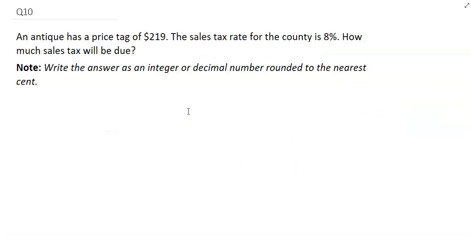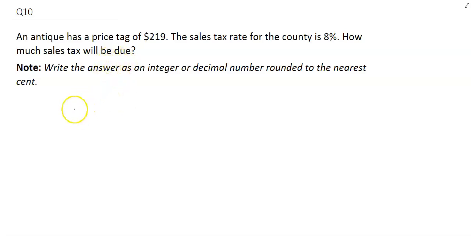Okay, this one is an easy thing that we see all the time, everywhere, every time that we decide to buy something. An antique has a price tag of $219. The sales tax rate for the county is 8%. How much sales tax will be due? So this person will pay the $219 plus the 8% on the value of that antique.